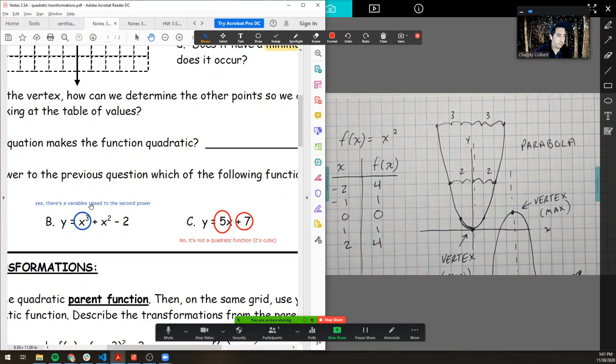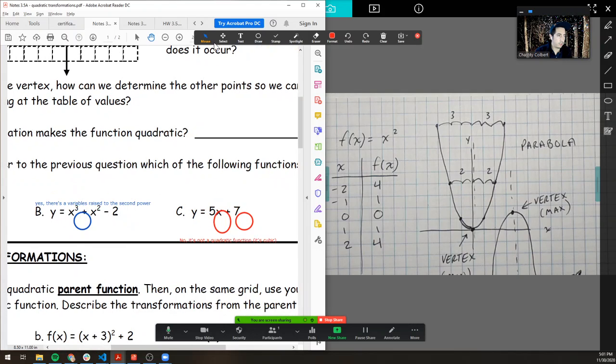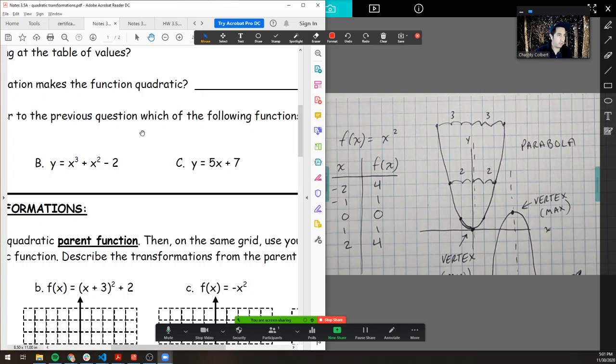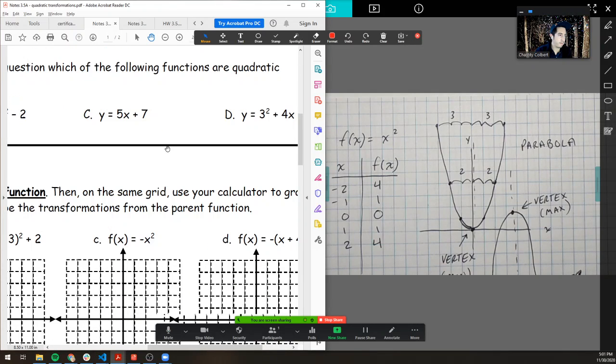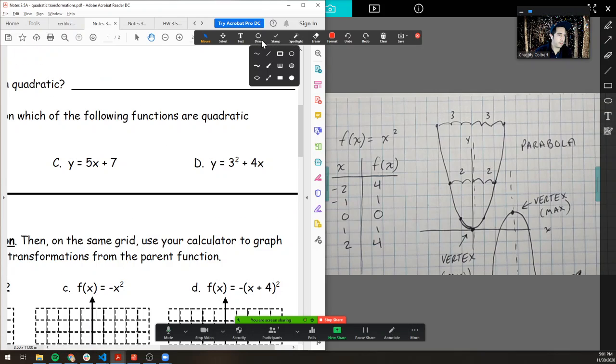Let's look at this. I'm going to now clear those drawings. We'll look at the next 2 here. Okay, scoot over. There we go. Next one here. Is this quadratic? No, it's not. There's nothing squared. It's just 5x plus 7. This is linear. So no, this is definitely not quadratic. You know it if you graph it. If you graph this, it makes a line. The slope is 5. The y-intercept is 7.